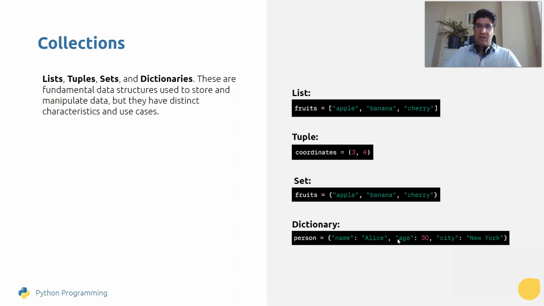Then we separate that one from the next item. The next item's key is age and the value is 30. And again, this element ends and the next element starts. City, the value is New York. So they have some similarities and they have some differences.